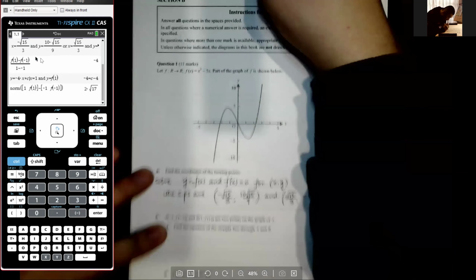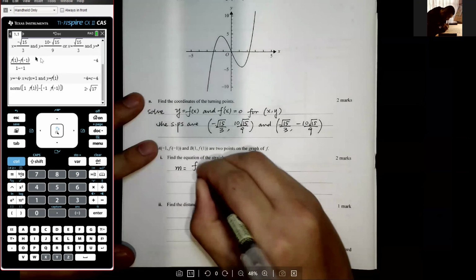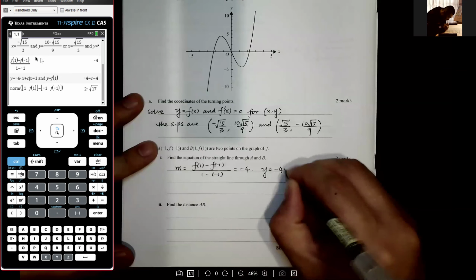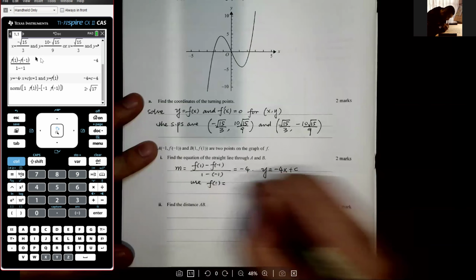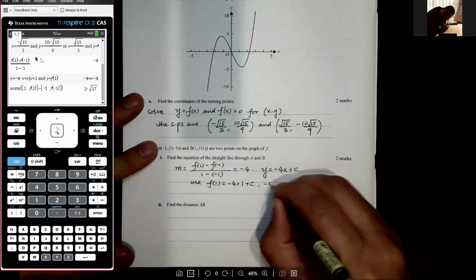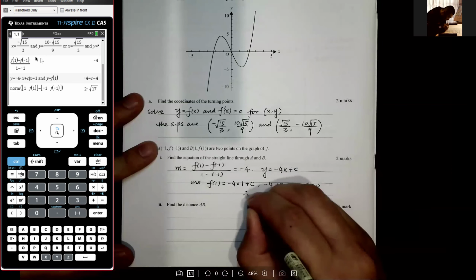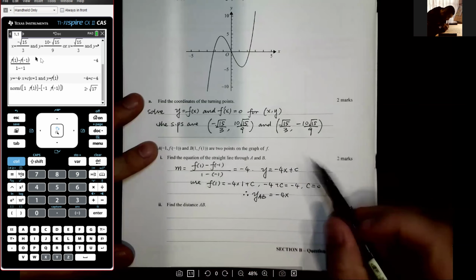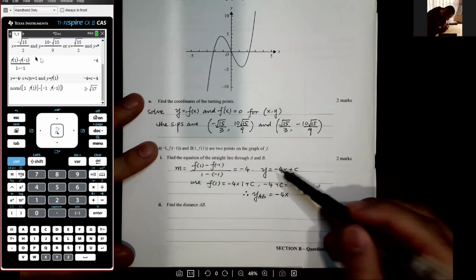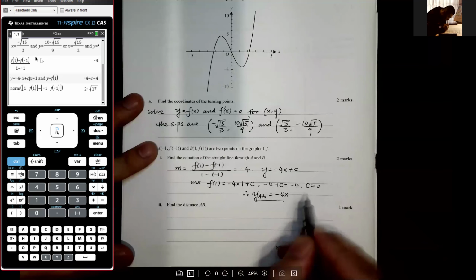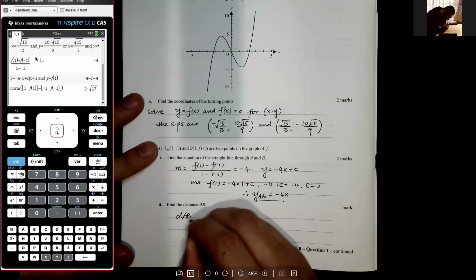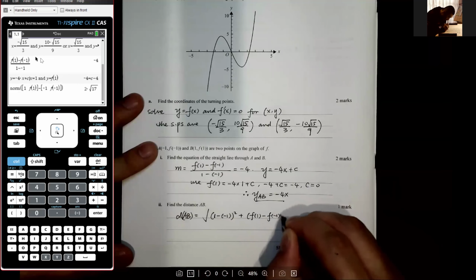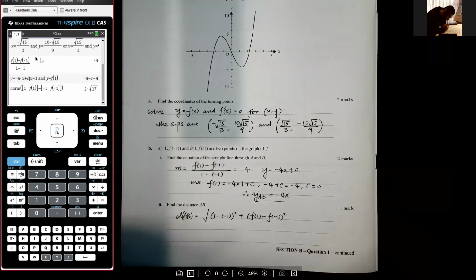So that's how I would answer this question. There were 2 marks, so the process of finding the gradient is probably 1 mark, and then determining the c value. Don't forget to state the equation, not just stop at c equals 0. And the distance AB equals the square root of 1 take away -1 squared plus f of 1 take away f of -1, whole thing squared. So under the square root, and then you will get the answer as required.